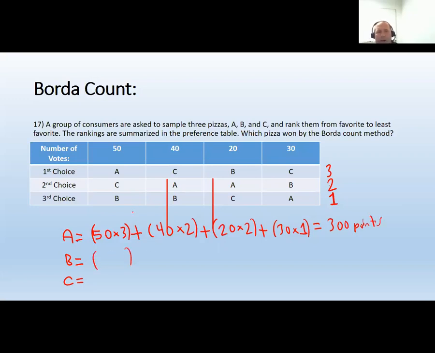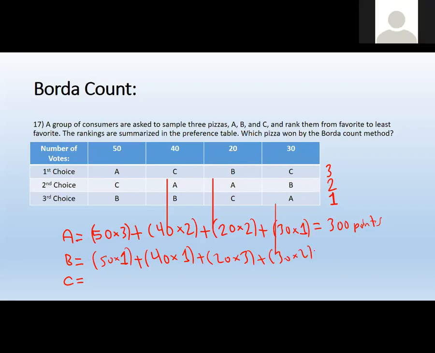Now let me test your understanding here. You've got 50 votes here. How many points does B get for those 50? B was third place there, so 1. Plus these 40, how many points does B get? 1. Plus these 20, B gets 3. Plus these 30, B gets 2. So what do we get when we multiply all those and add them up? We get 210.